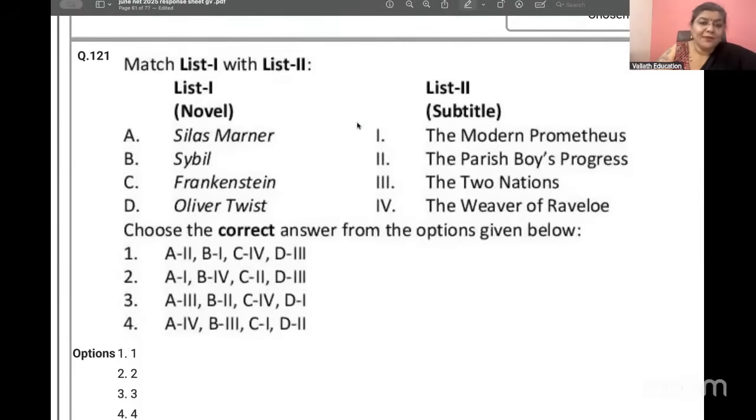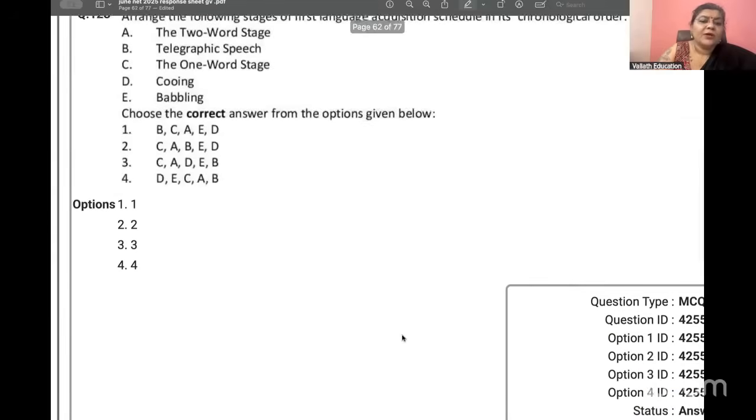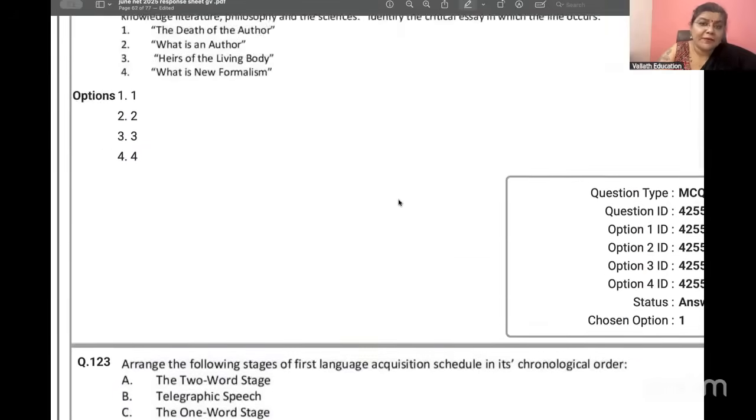Easy, easy, easy. Silas Marner, The Weaver of Raveloe, Sybil or The Two Nations, Frankenstein, The Modern Prometheus, Oliver Twist, The Parish Boy's Progress. Okay. So many questions were there from British literature, guys.